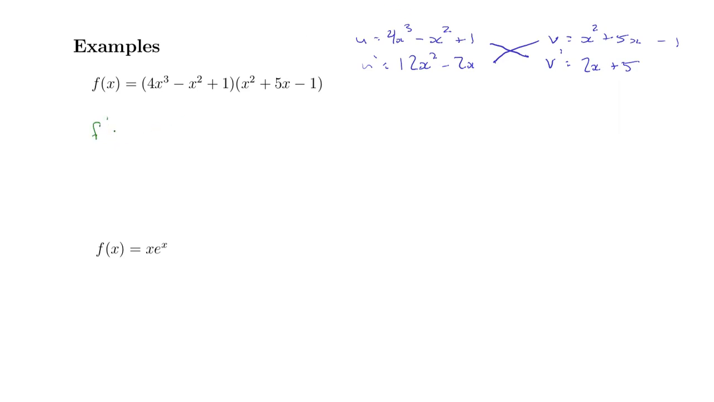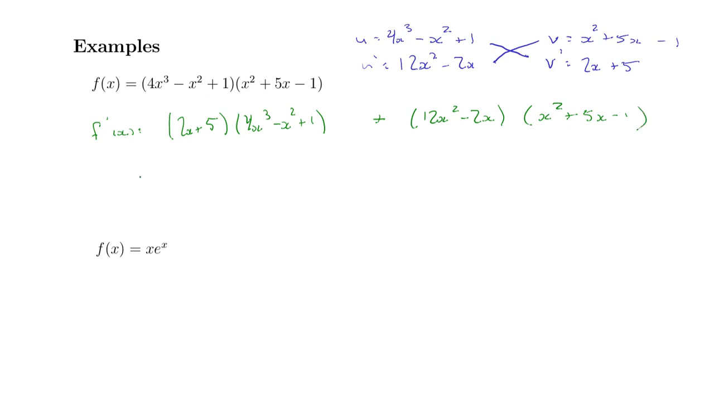So now I can start writing out what f prime of x is. Notice it doesn't actually matter what order you do this in. We could do u and v prime first, or we could do u prime and v first. We're just going to add things up. Since addition is commutative, it doesn't matter the order. We can do this in however way that we'd like. It doesn't matter which of these you pick as u and which of them you pick as v. So I'll just grab the pairs. I'll say, all right, 2x plus 5 times 4x cubed minus x squared plus 1, plus 12x squared minus 2x times x squared plus 5x minus 1.